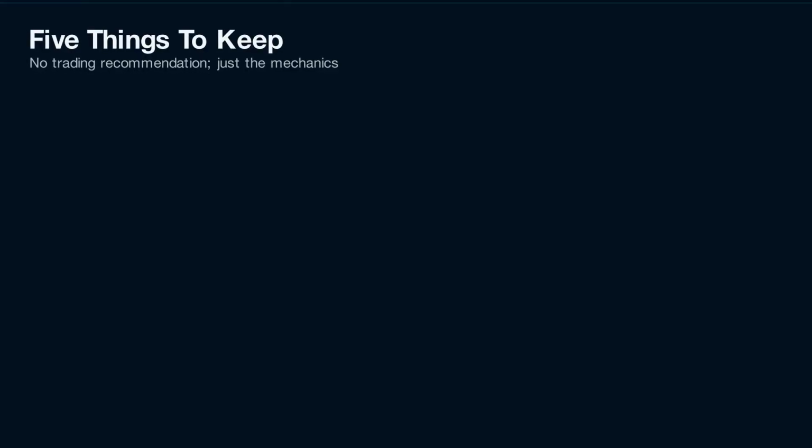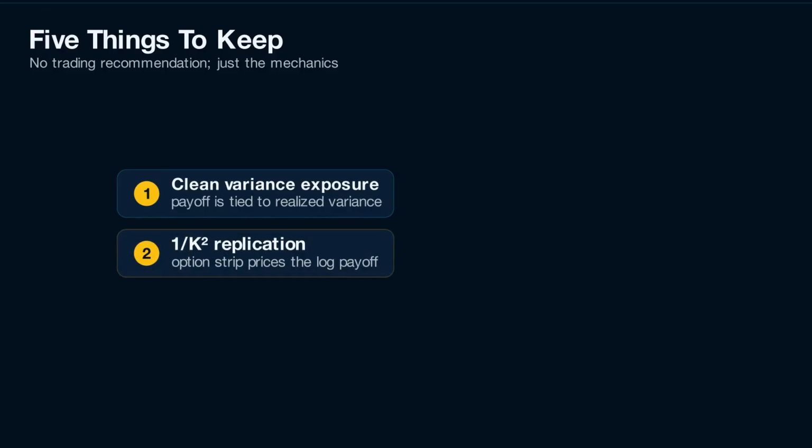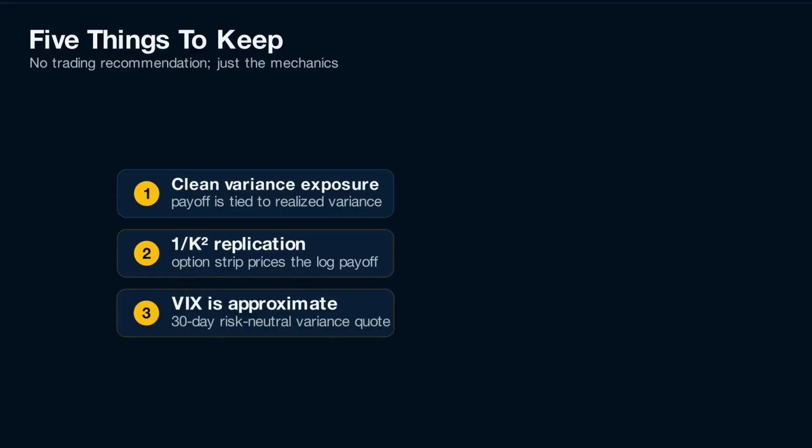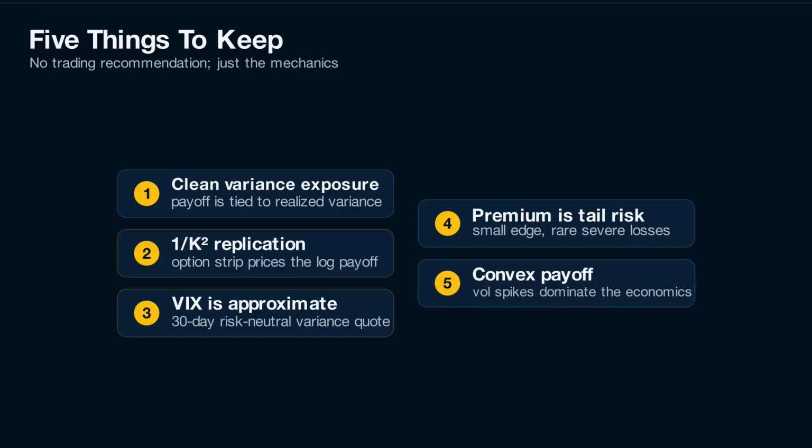First, a variance swap gives clean, realized variance exposure. The payoff is tied to realized variance, not market direction. Second, the 1 over K squared replication is why the instrument prices cleanly. Third, VIX is an approximate 30-day risk-neutral variance quote. Fourth, the premium is real, but it is compensation for tail risk. And fifth, the convex payoff means volatility spikes dominate the economics.